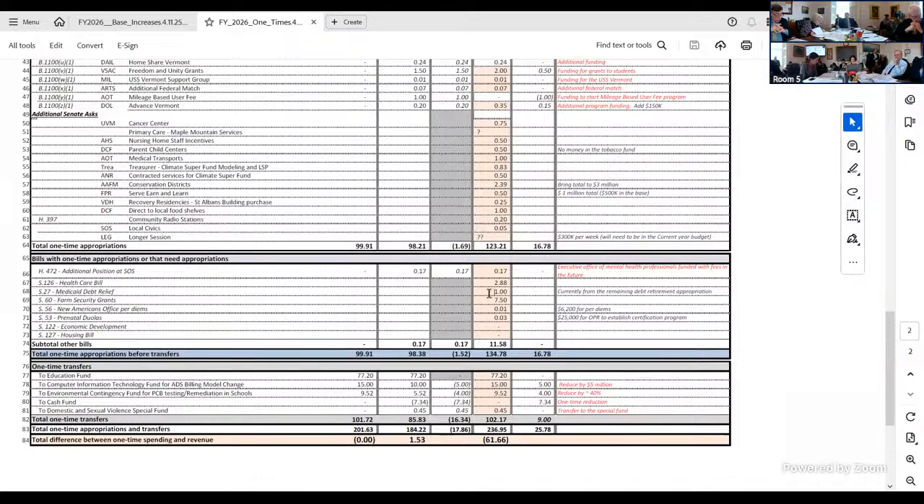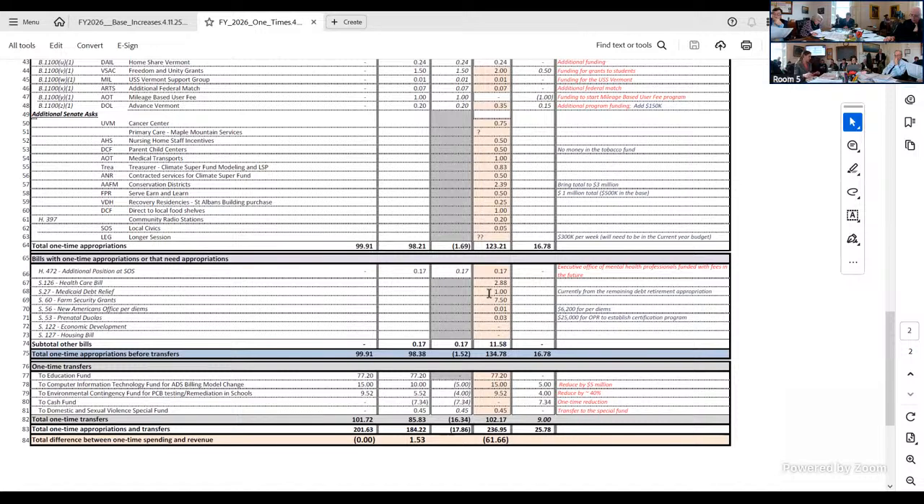Line 69 is S.60, the farm security grants required for that bill. In S.56, there were per diems related to the New Americans office. S.53 is the prenatal doulas program. This is the same situation, $25,000 for OPR to establish the certificate program for one-times. We don't have an amount for S.122 or S.127, the economic development or the housing bill. We are working on going through a side-by-side between what was in each of those bills and what's in the budget as passed by the House. And if there's a delta, we'll put that in here and we'll figure out a way to flag it.